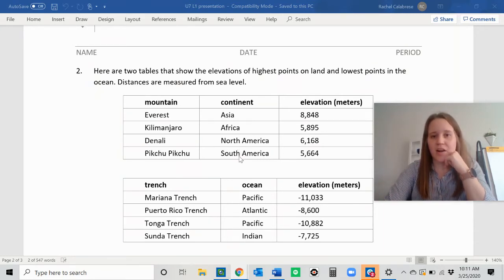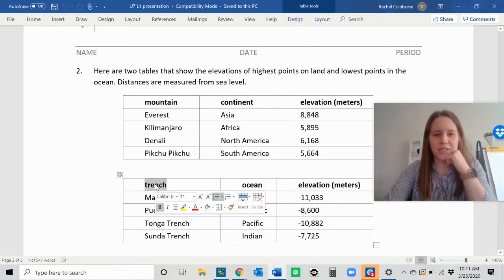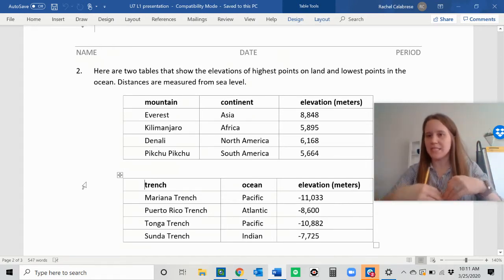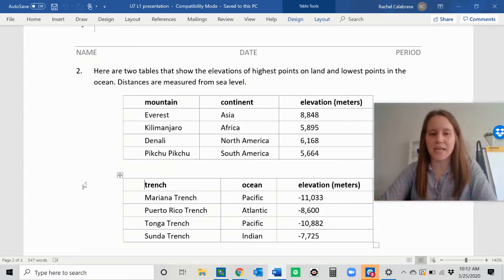The continent that they're on, that seems like information I don't think I'm going to need, but it's interesting. And elevations. Wow, look at these really high elevations. These are big mountains. All right, and then I've got a trench. A trench is a word you might know or might not know. A trench is sort of like a valley on land, but really deep, almost like a canyon if you've been to the Grand Canyon.